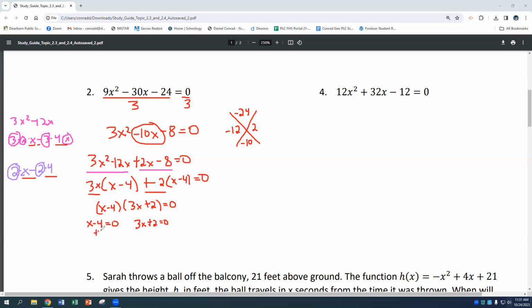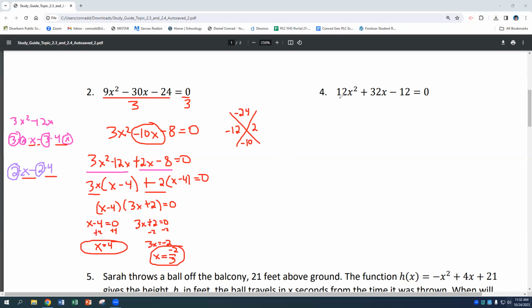So we can add 4 to both sides. Get x equals 4. Subtract 2 from both sides. We get 3x equals negative 2. And then we can divide both sides by 3. We get negative 2 over 3. So our two solutions are x equals 4 and x equals negative 2 over 3.